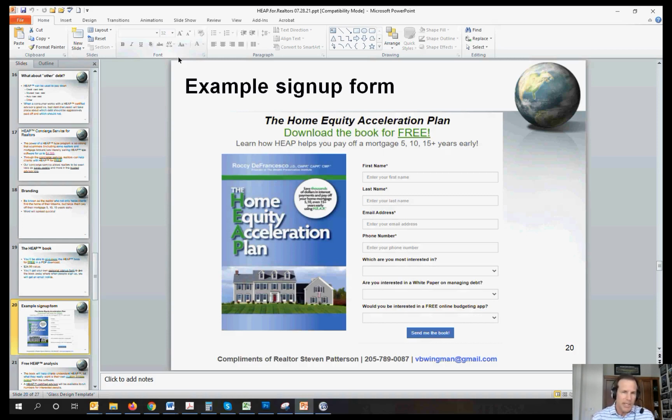But this is a landing page. It goes on the internet. It's something that you can give away. It could be on the bottom of your email signature where it says, hey, want to learn how to pay off your mortgage quickly? Click here. So you've got the book, you've got a little messaging up there.